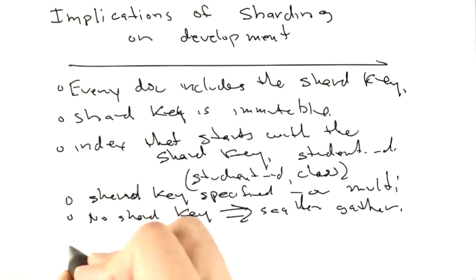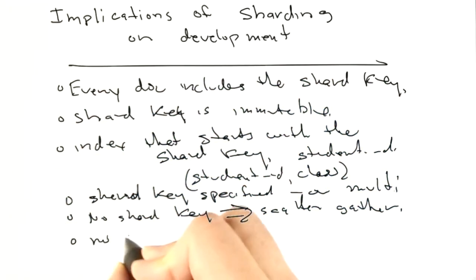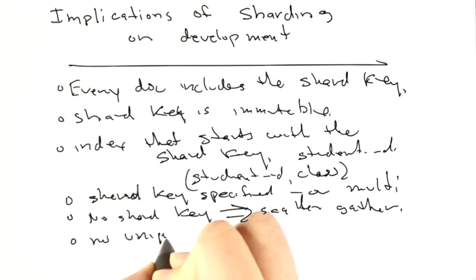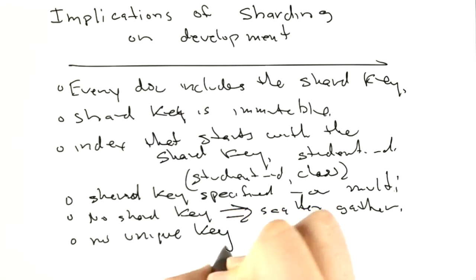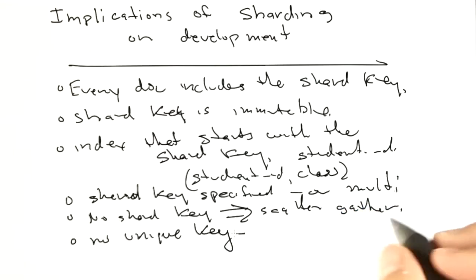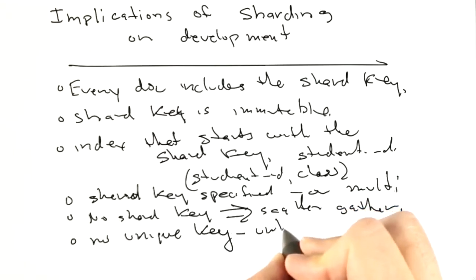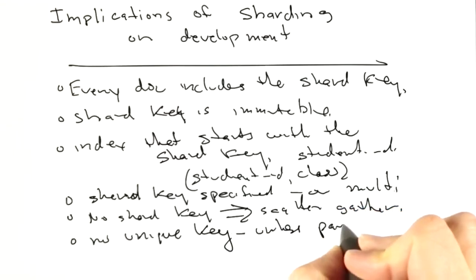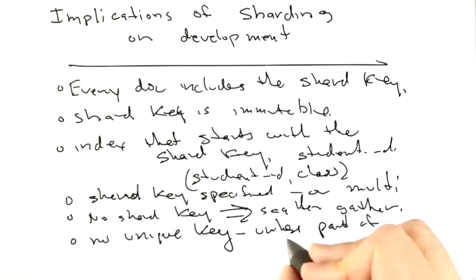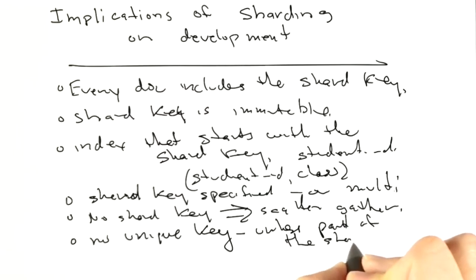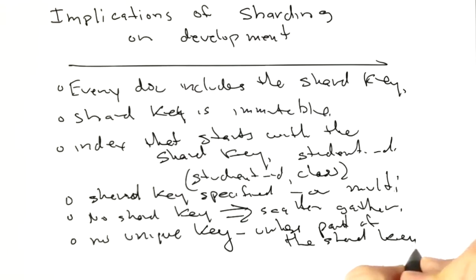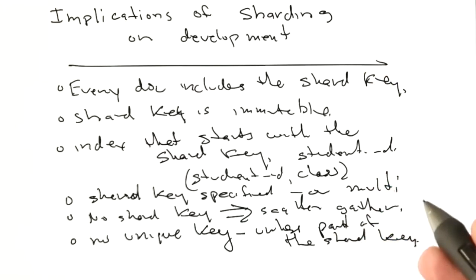Another one, which is maybe not obvious, is that you can't have a unique index unless it's also part of the shard key. All right, unless part of the shard key, or it starts with the shard key, I should say. So if the shard key is student ID comma class, then you could have a unique index on student ID comma class comma something else, which means that basically it's unique on student ID comma class.